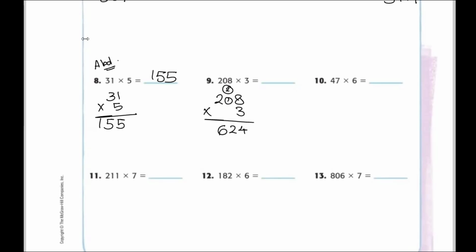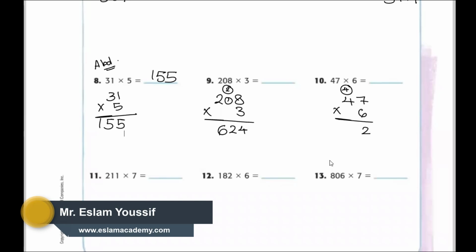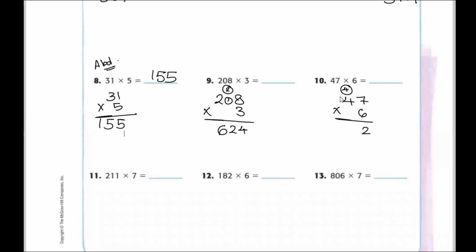Thanks. So Malik, just 1 minute to open the mic for Malik. We need question number 10, 47 times 6. How do we solve this one? 7 times 6 is 42. So 2 and carry up 4. And then 6 times 4 is 24, plus 4 equals 28. Okay, thanks.